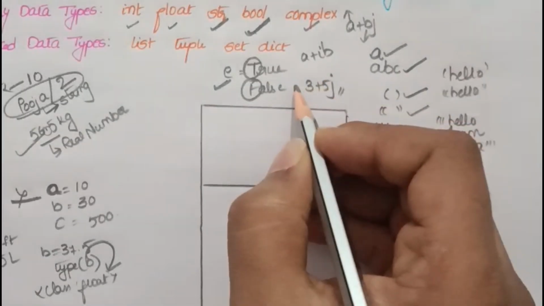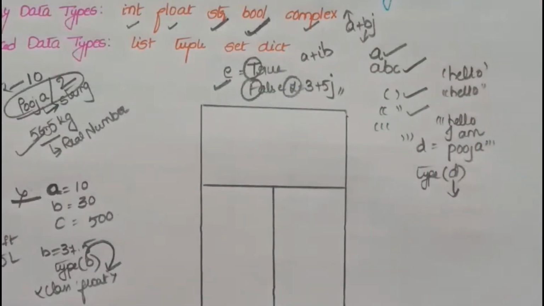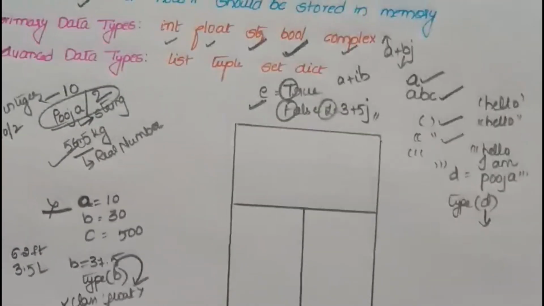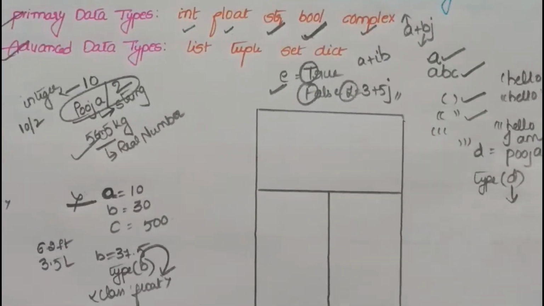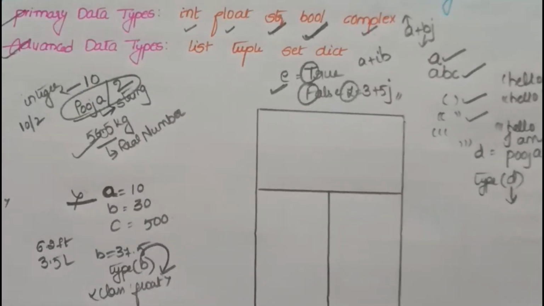If you store it in a variable, let's say z, and if you print type of z, it will give class complex, meaning z is an object of class complex. In this way, there are 5 primary data types in Python. Let's see how memory is getting allocated to these primary data types in Python.